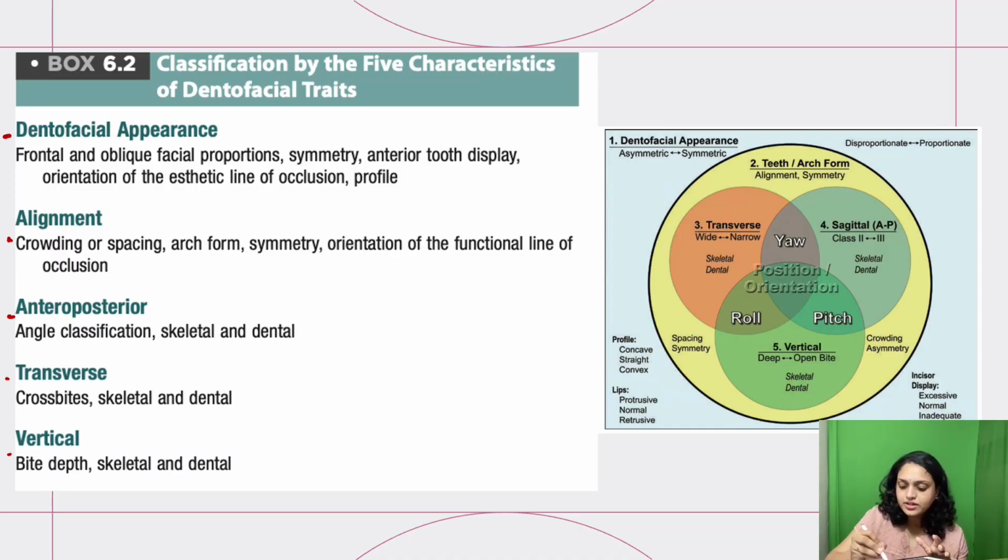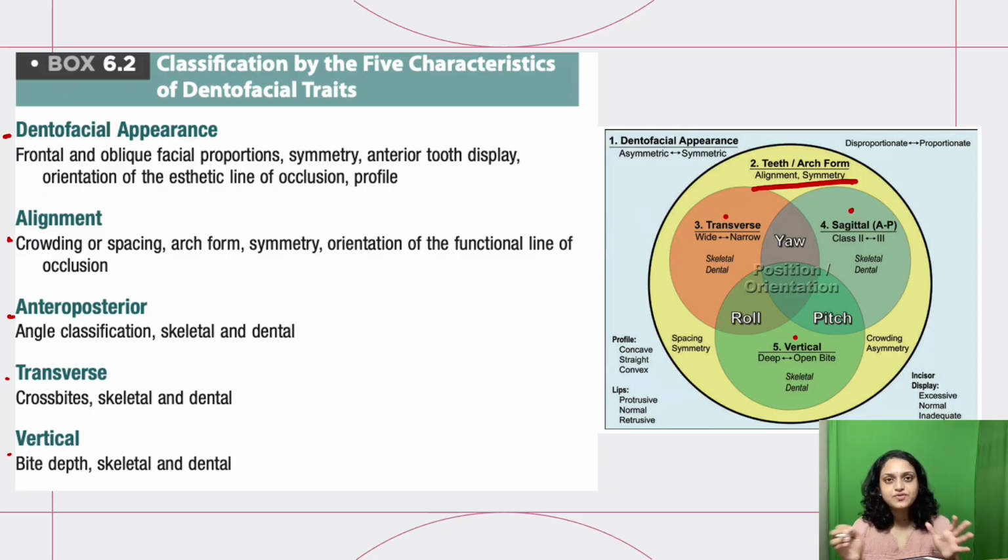The outermost rectangle contains dentofacial appearances, which includes the profile, the asymmetries, the lips, incisor positions, etc. The outermost circle shows the alignment and symmetry of the teeth and the arch form. There are inner circles which form the Venn diagram, which overlap each other, describing each malocclusion in each plane. One is the transverse plane, sagittal plane, and the vertical plane.